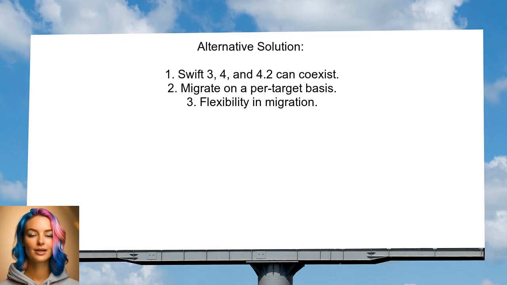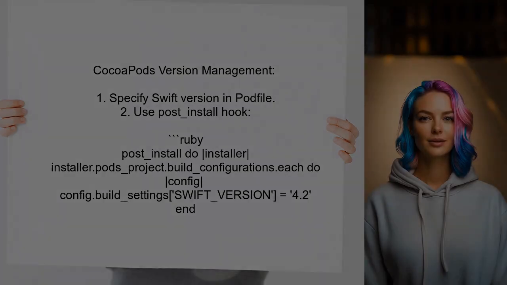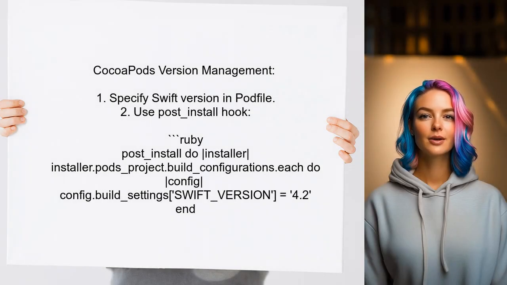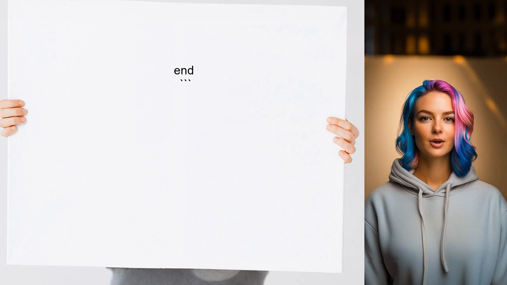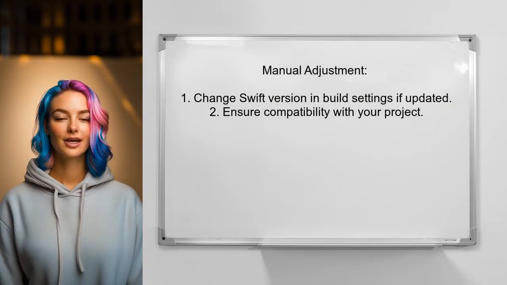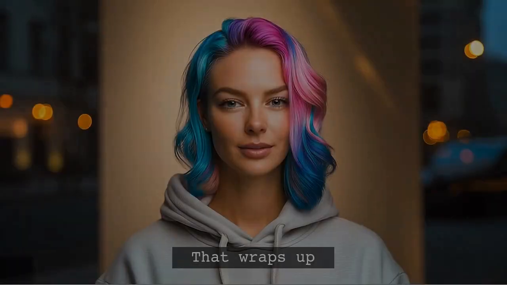An alternative approach suggests that Swift 3, 4, and 4.2 targets can coexist in your project. You can decide when to migrate on a per-target basis, making it flexible for your needs. If you need different CocoaPods versions, you can specify the Swift version in your pod file. Use a post-install hook to set the Swift version for each target as needed. If Xcode updates your CocoaPods project version unexpectedly, you can manually change the Swift version in the build settings of the CocoaPods project. That wraps up that answer.